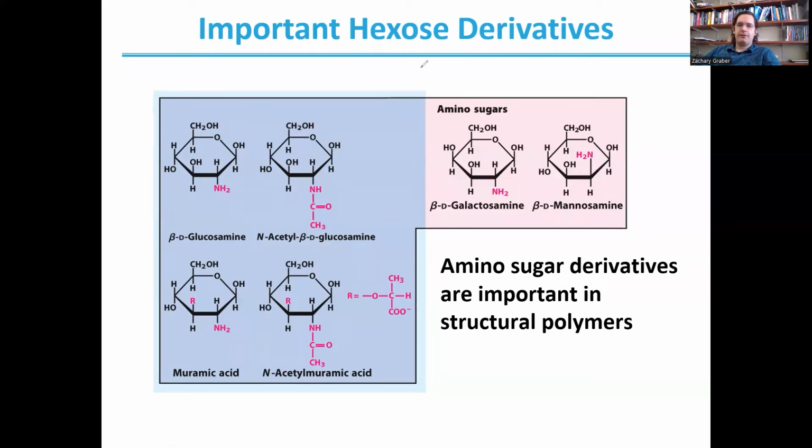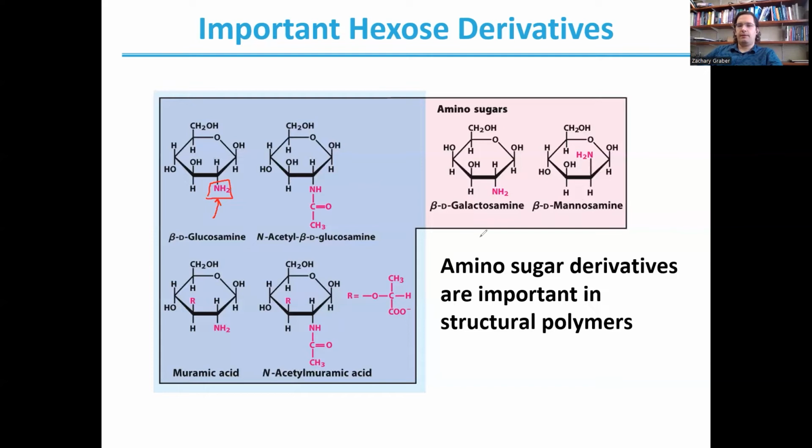The first potential modification that we'll look at is amino sugar derivatives. So amino sugars replace at least one alcohol with an amine-derived group. Right? So you can see here in the top left, we have beta-D-glucosamine. So this is just the glucose, one of our simple common sugars, with a single amine replacing one of our alcohols.